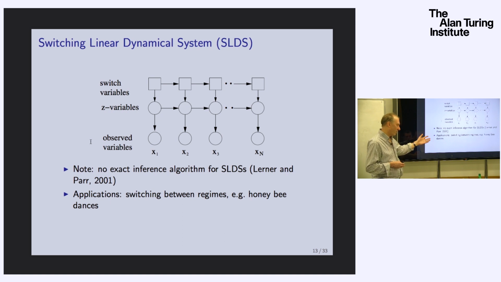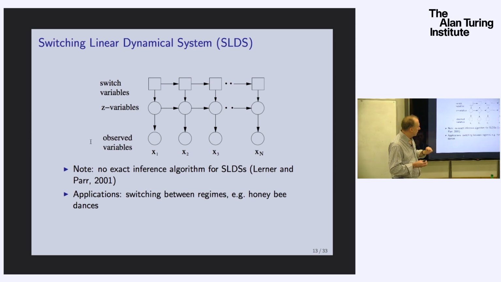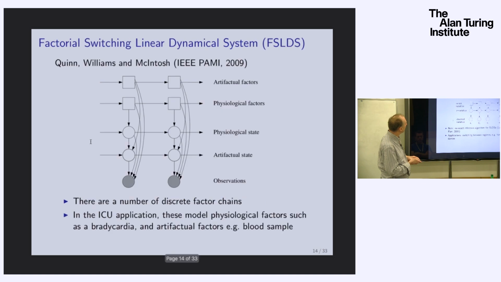So we might see this, for example, for switching between different regimes in dancing, or other people have used this, for example, for identifying activities, maybe different gym activities that people are doing, and things like that. So the switching linear dynamical system is a nice extension of the LDS to take into account that we might have different regimes.